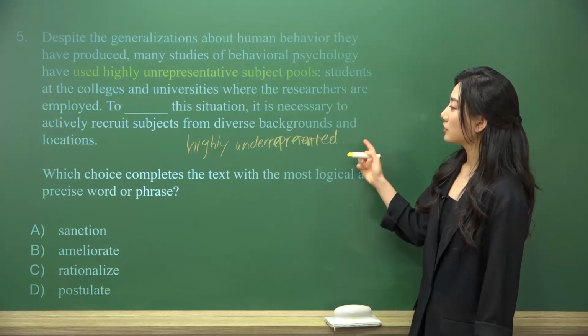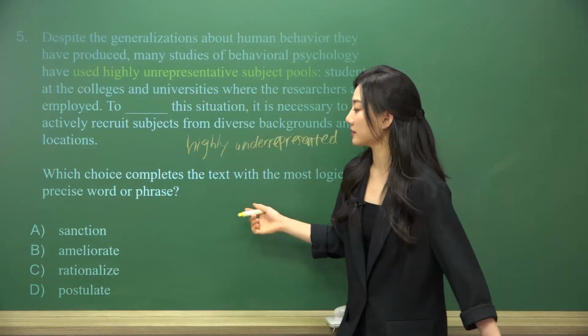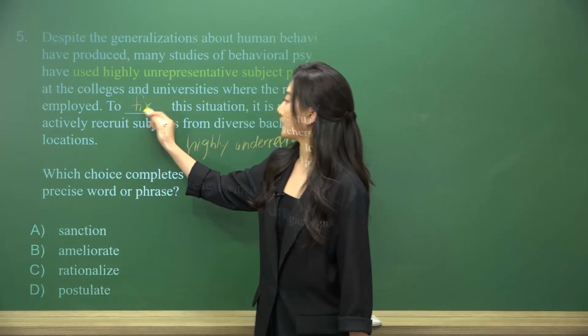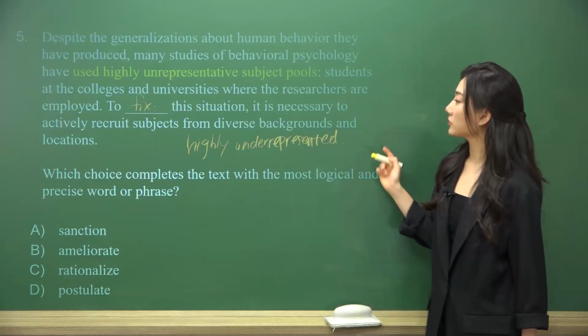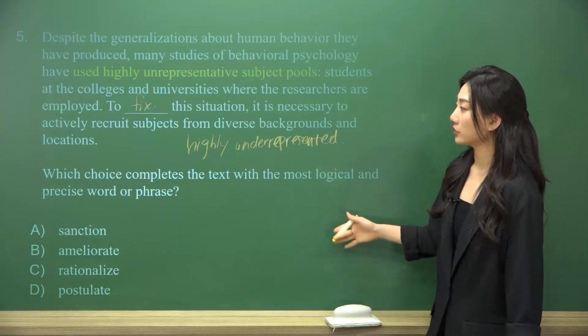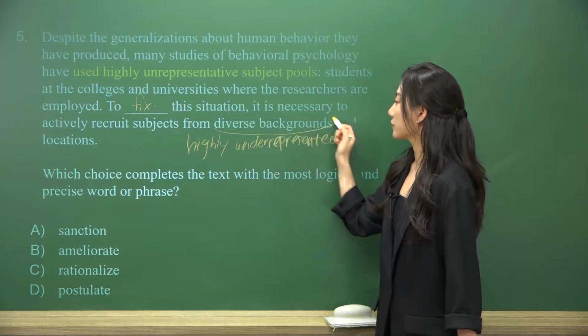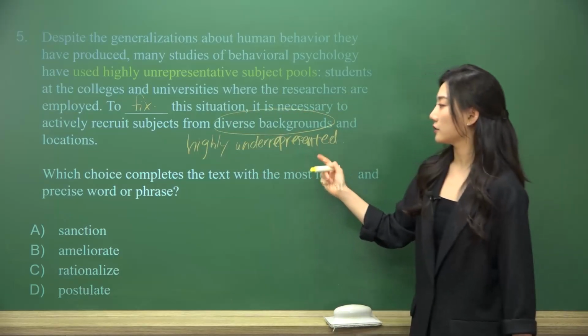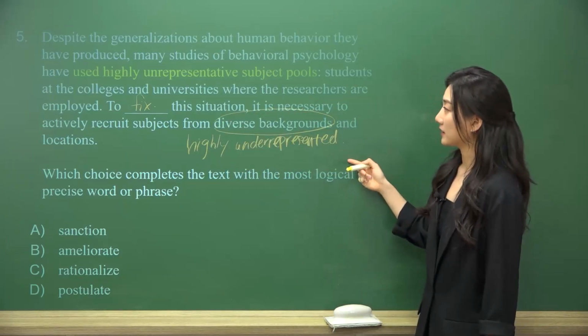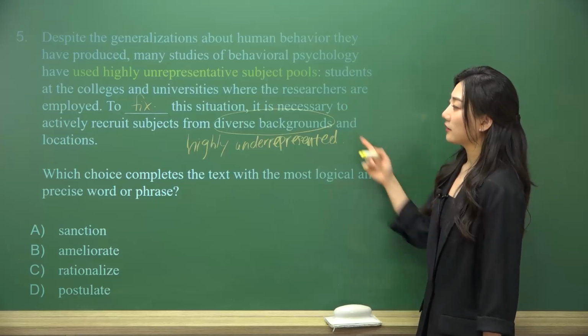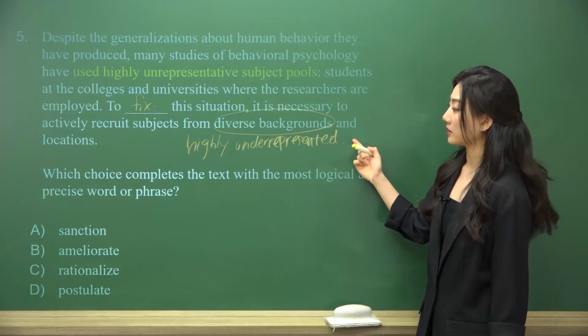Okay. To blank the situation, so this is what, like fix would be the best answer. To fix the situation, it is necessary to actively recruit subjects from diverse backgrounds. So this would be the opposite of what they're saying. To fix this highly underrepresented population, we're going to find people from diverse backgrounds and locations.